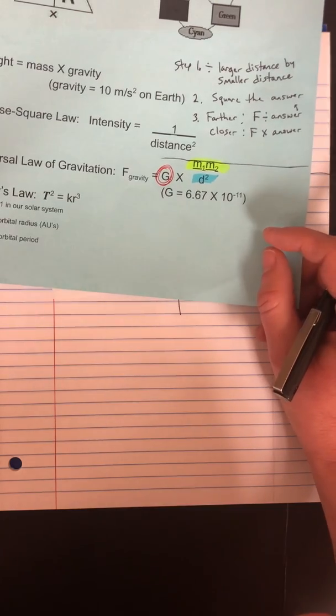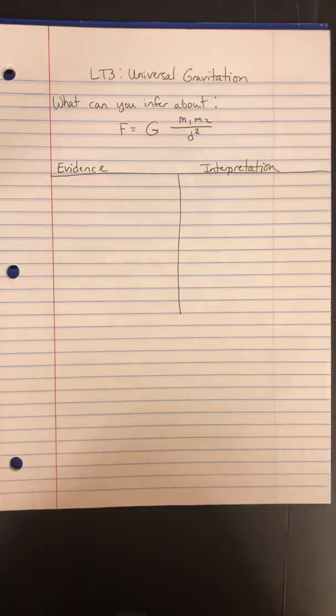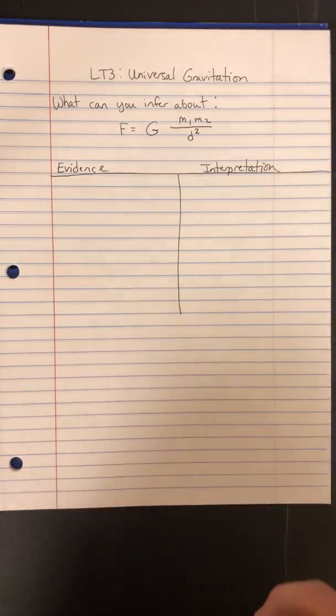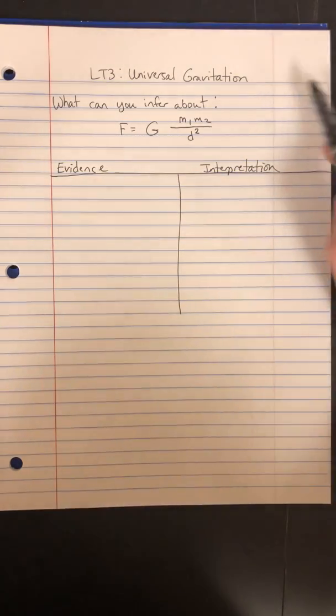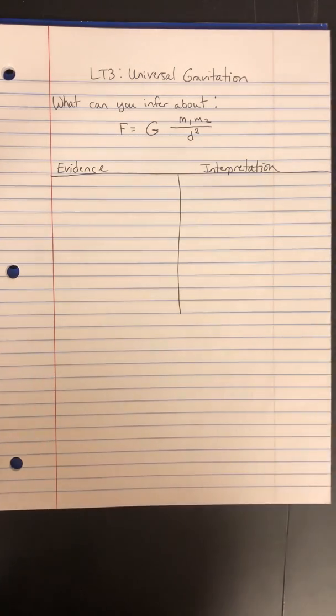So, what I'm going to do is give you a quick second to get this written down and to think about this. It's universal gravitation. I'm not going to put the date just because I don't know what day you're actually watching this. But infer, remember, like draw conclusions. SAT loves to say infer, all right? What can you infer about that equation right there?